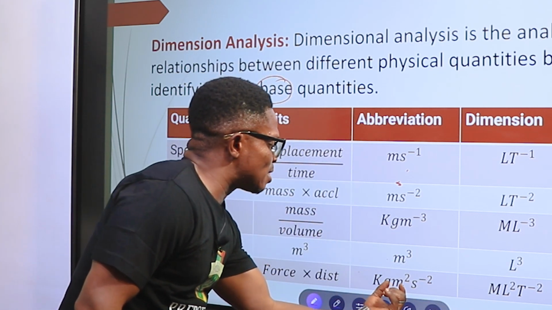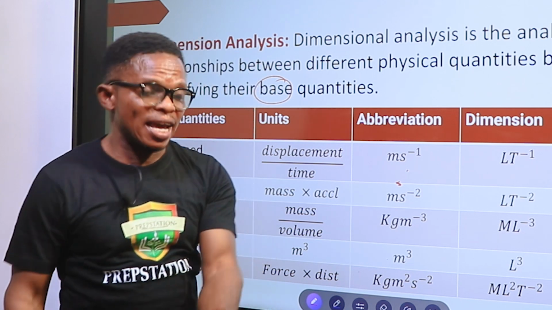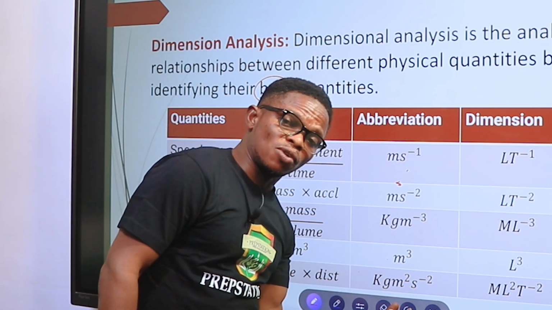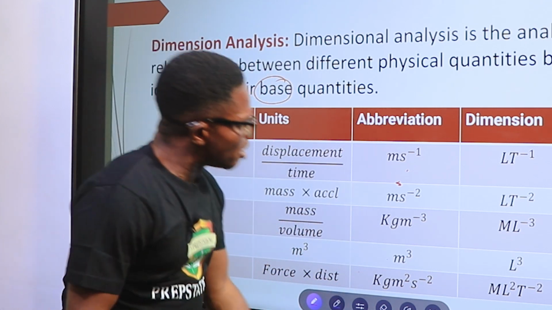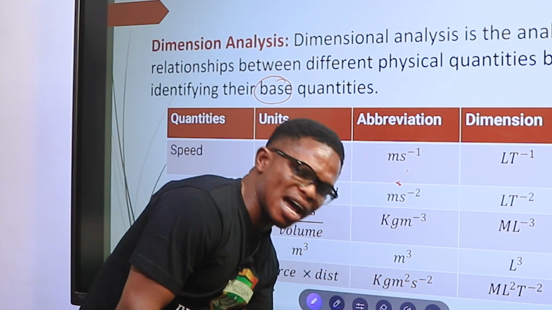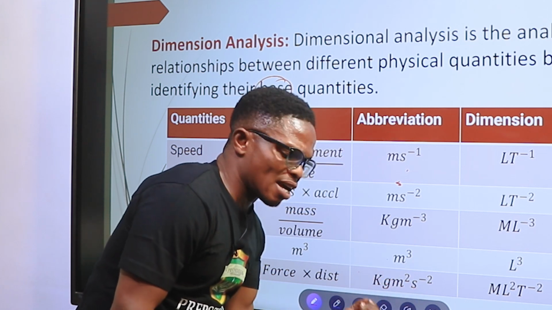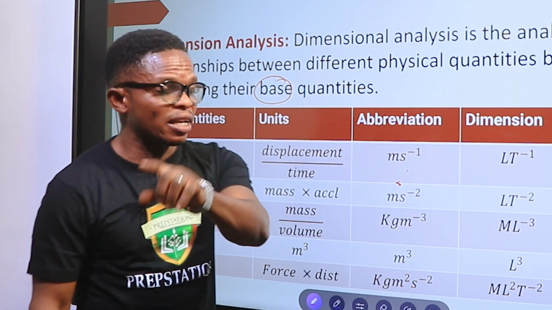Here we have meter. Meter is the unit for length. What is the first letter for length? L. Look at the L. I believe this is very simple. Now, S is the unit for time. What is the first letter for time?